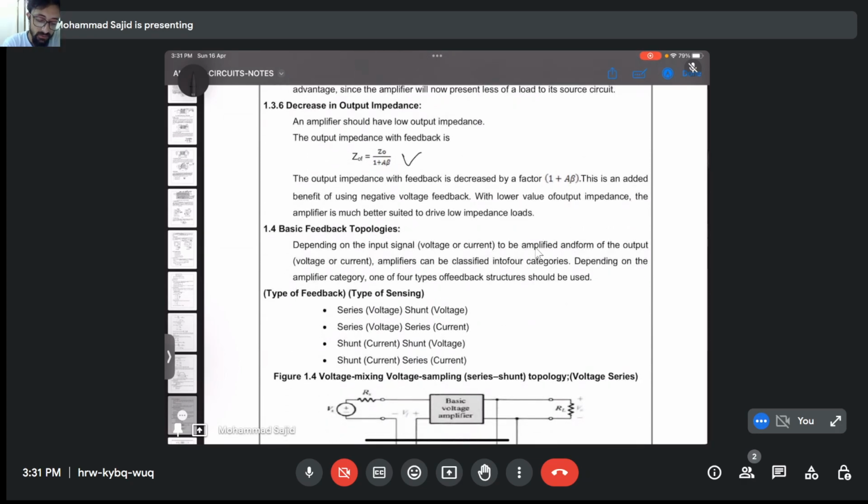So now we have studied about the sampling. Depending on these, there are two elements. So 2 cross 2, we have 4 combinations, right?